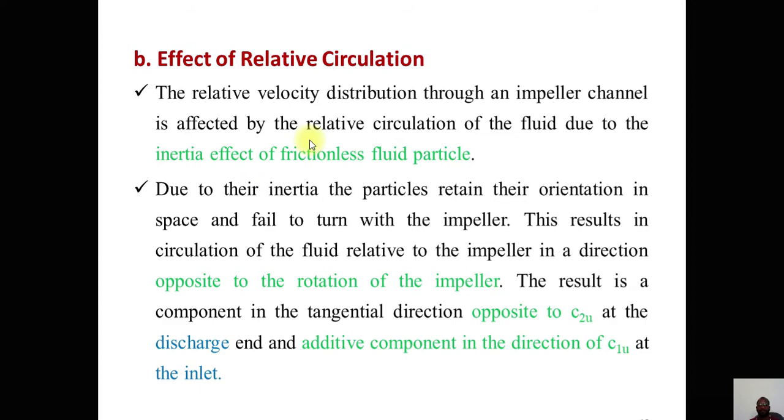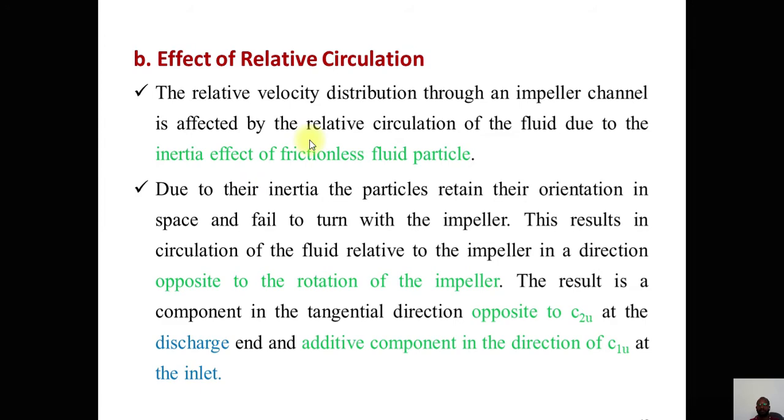This is another parameter or another factor which affects the deviation of, or which influences, the flow velocity of the turbo machines. Therefore, what's the effect of relative circulation? The second parameter, the second factor. What's the effect of relative circulations?